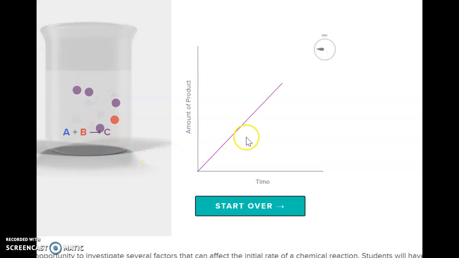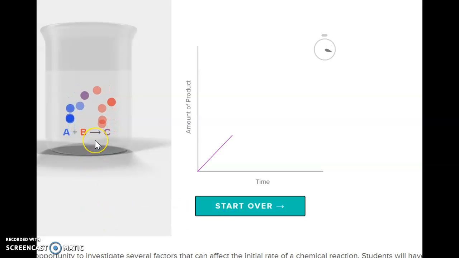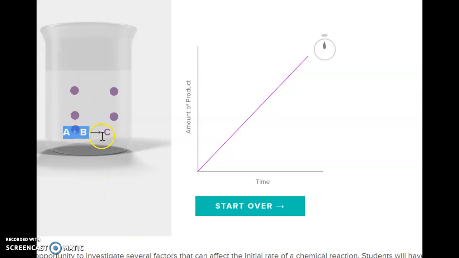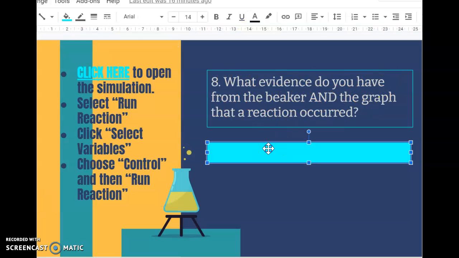Look on the left and here. We'll start it over one time. Look at the beaker. The line goes up, but what's happening to the beaker here? We're going from red and blue on our reactants, and then C, the purple, is our products. So this is a combination reaction. What evidence do you have in the beaker and the graph that a reaction occurred? Explain what you saw, meaning that a reaction took place.